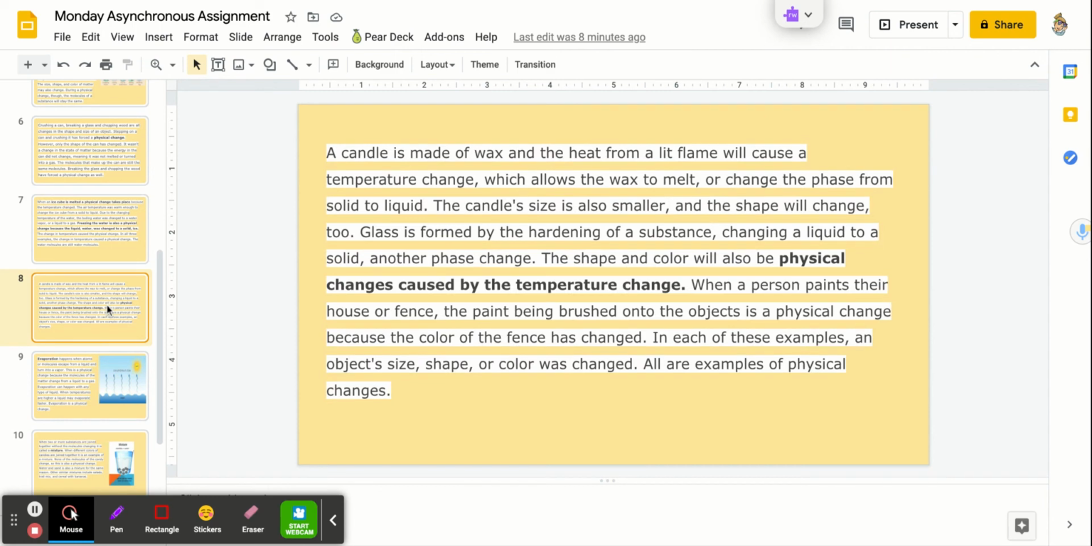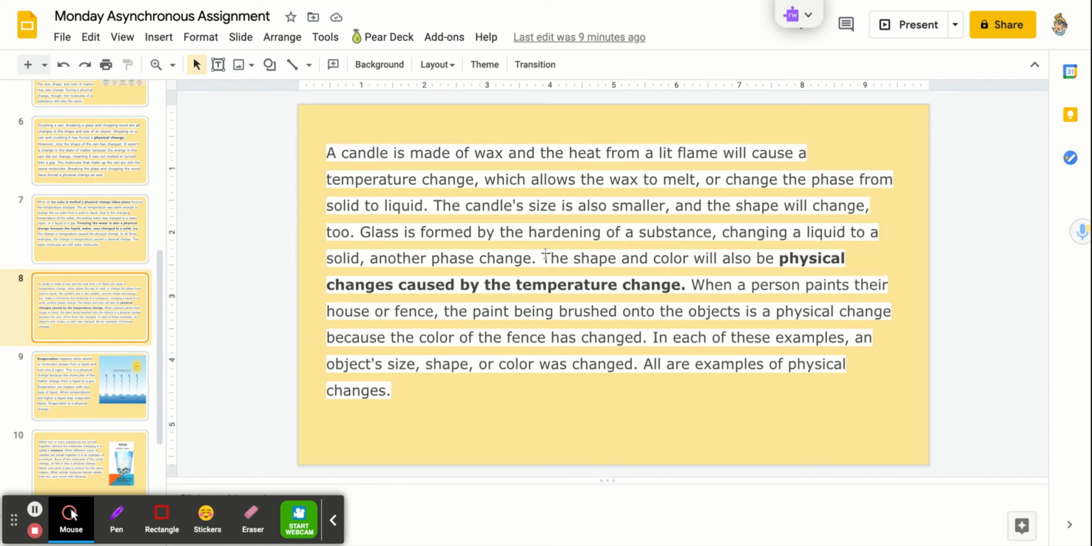Let's move on. A candle is made of wax, and the heat from a lit flame will cause a temperature change, which allows the wax to melt or change the phase from a solid to a liquid. The candle size is also smaller, and the shape will change too. Glass is formed by the hardening of a substance, changing a liquid to a solid, another phase change. The shape and color will also be physical changes.